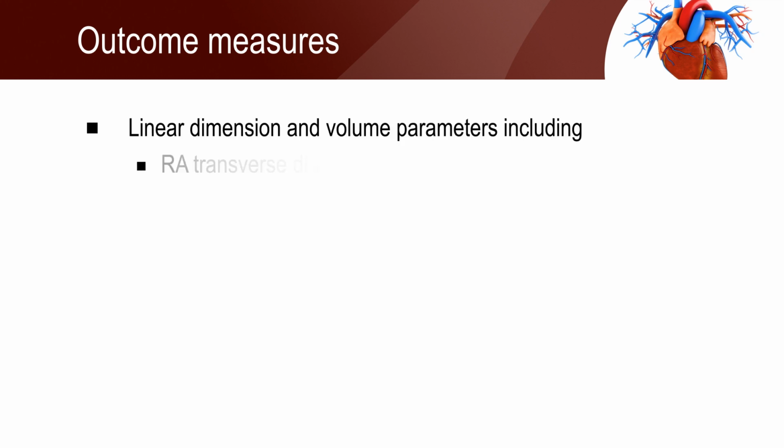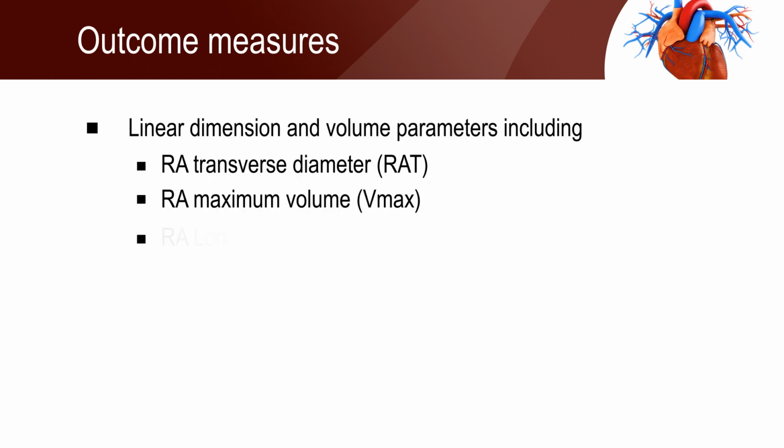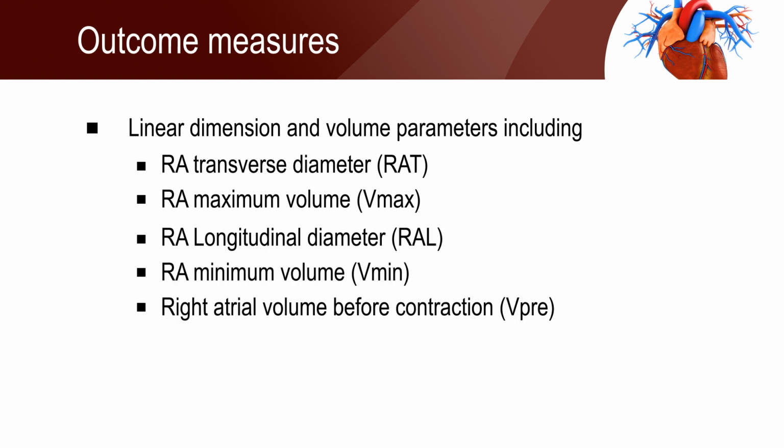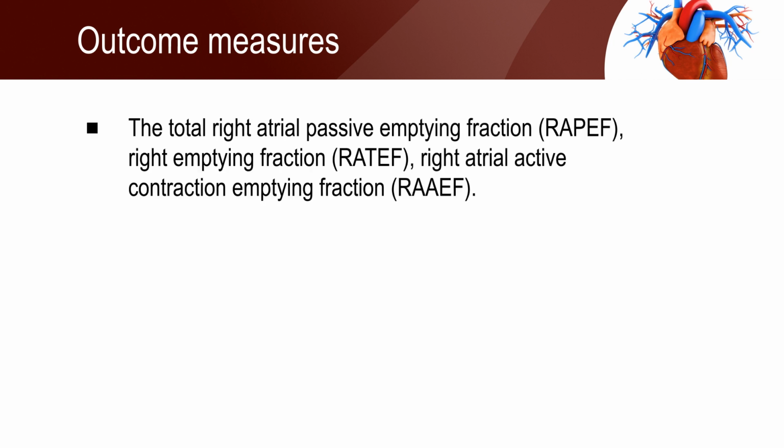The linear dimension and volume parameters, including right atrium transverse diameter, right atrium maximum volume, right atrium longitudinal diameter, right atrium minimum volume, and right atrial volume before contraction, were calculated with the help of digital images of apex 4-chamber views. The total right atrial passive emptying fraction, right atrial active contraction emptying fraction, were calculated.